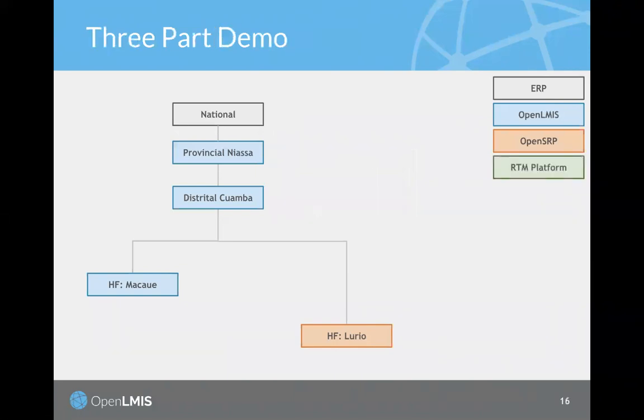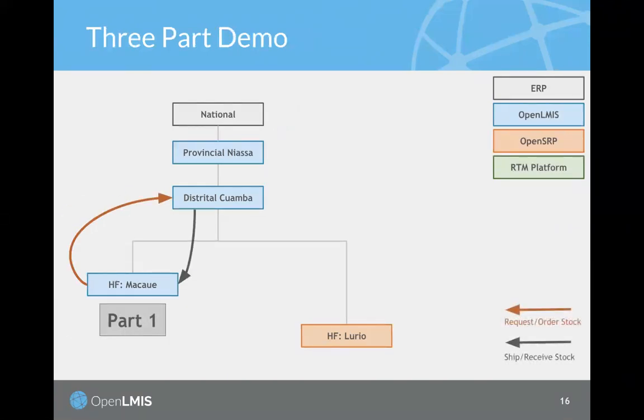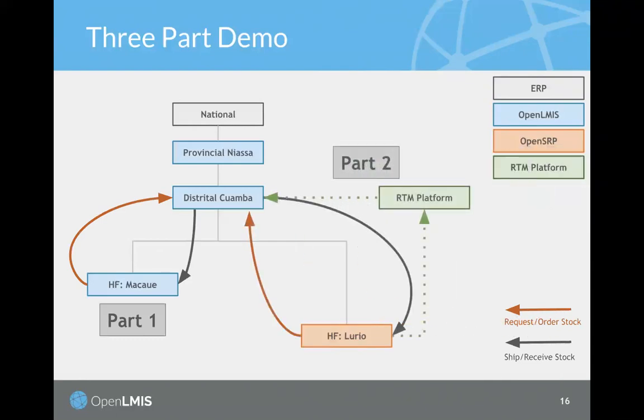We are going to do a 3-part demo. The first part, the Health Facility Macau will request and receive stock using OpenLMIS. The second part, OpenSRP will request stock and OpenLMIS will fulfill and review the order and look at the cold chain equipment alerts using the integration with ColdTrace, and OpenLMIS will send stock and OpenSRP will receive stock at Lorio.